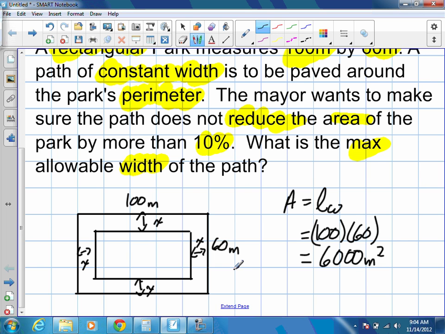So the park's new area inside here is going to be what? They said we can't reduce it by more than what? By 10%. So what would 10% of 6,000 be? Okay, very good. So 10% of 6,000 is the same as multiplying by the decimal 0.1, which equals 600. So we're allowed to reduce this park's area by 600 square meters.